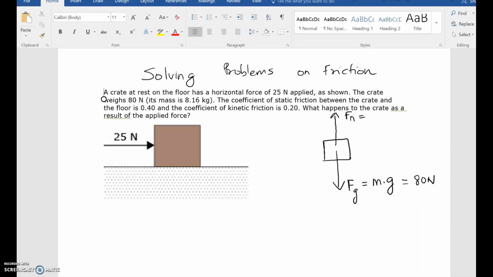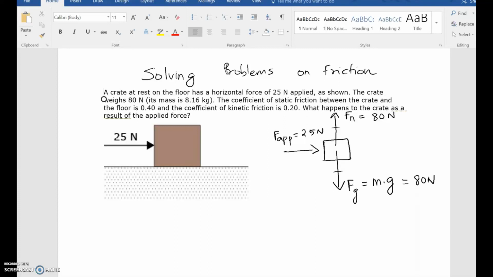And we know that the crate is not going to have any acceleration in the vertical direction. That means these two forces must cancel each other out. So the normal force must match the force of gravity. Therefore, we know that its value is going to be 80 newtons. So you are applying a force of 25 newtons. Let's call that the applied force, which is 25 newtons.